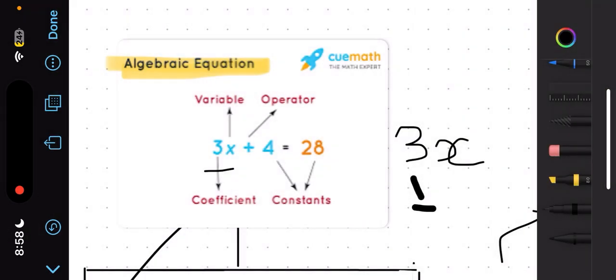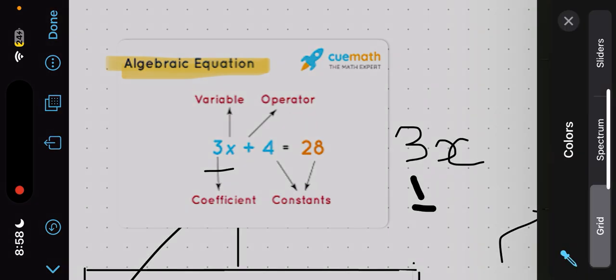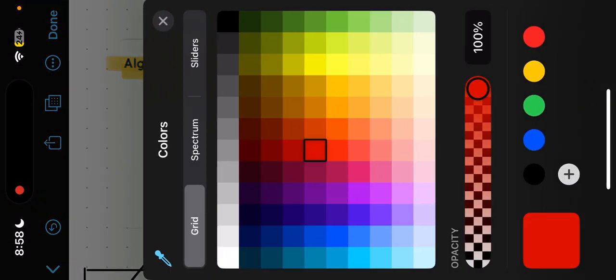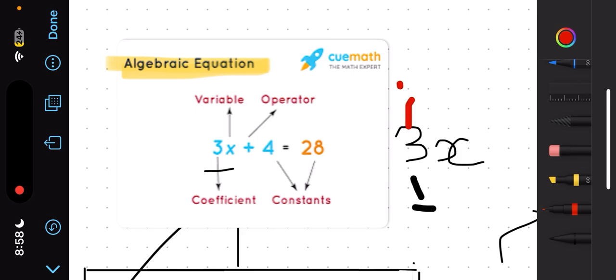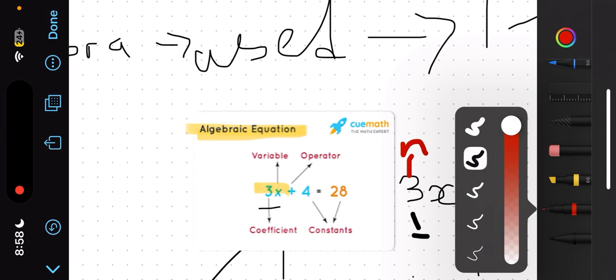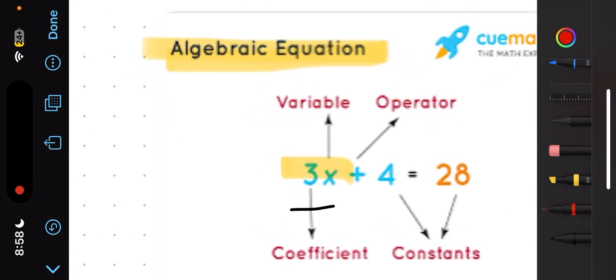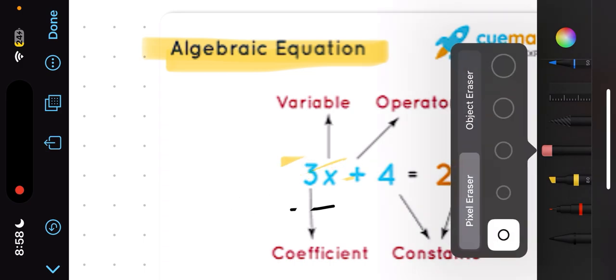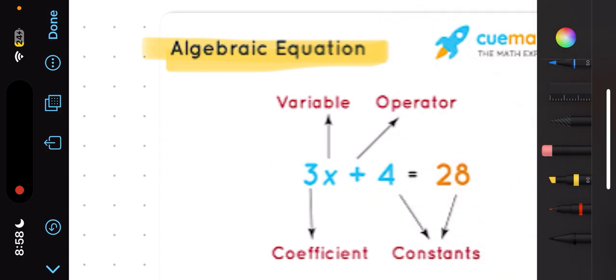A coefficient is a number that is with a variable. You can see that it is with a variable. So here the coefficient is 3 and the variable is x.